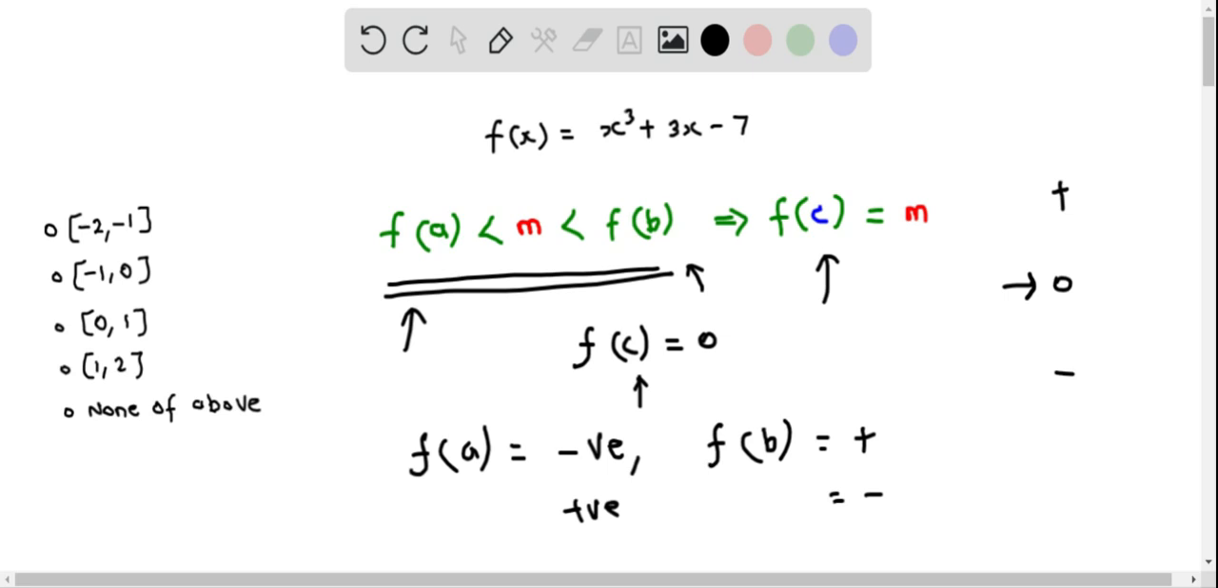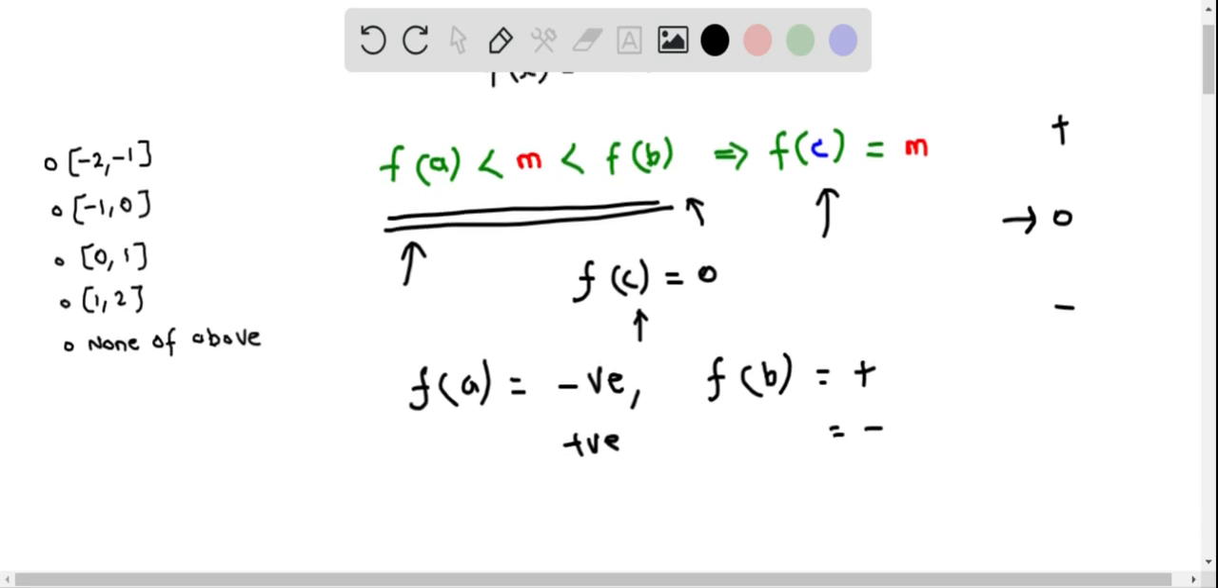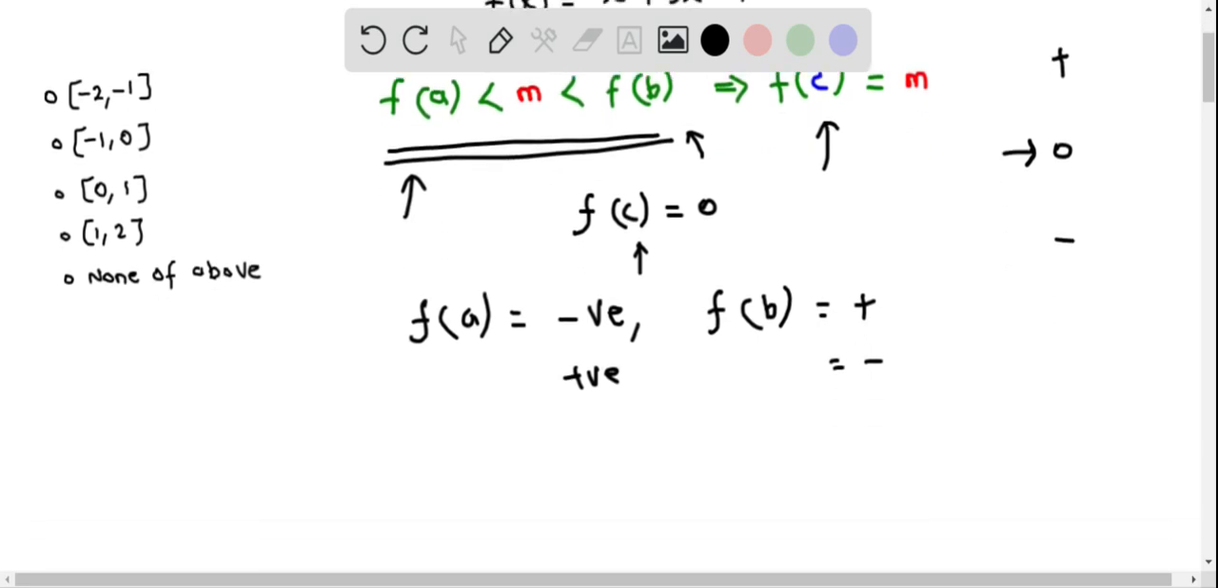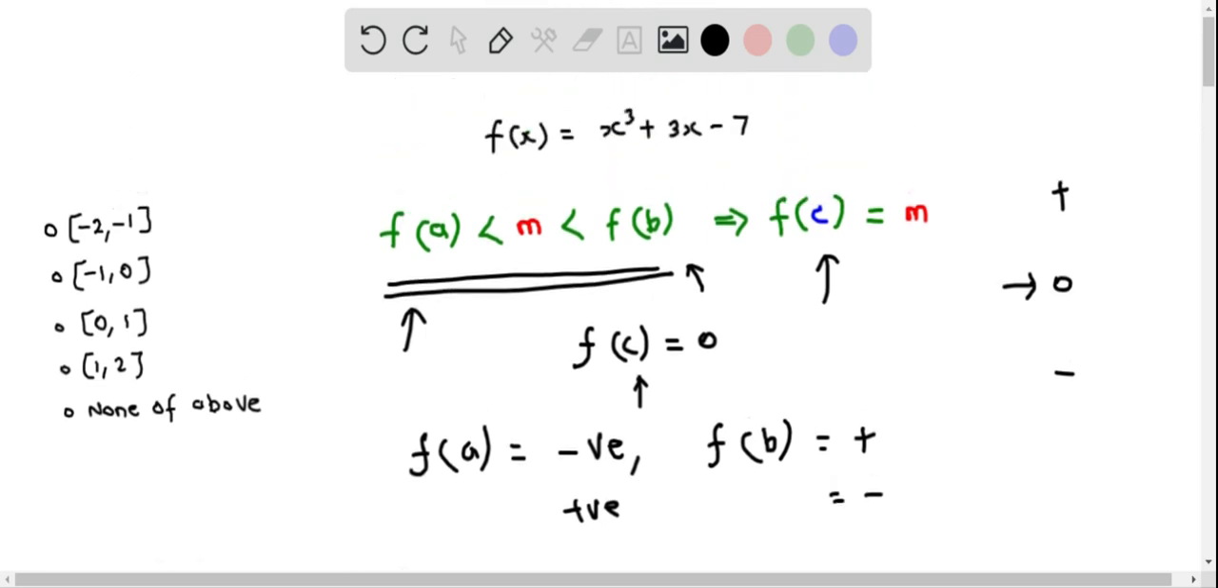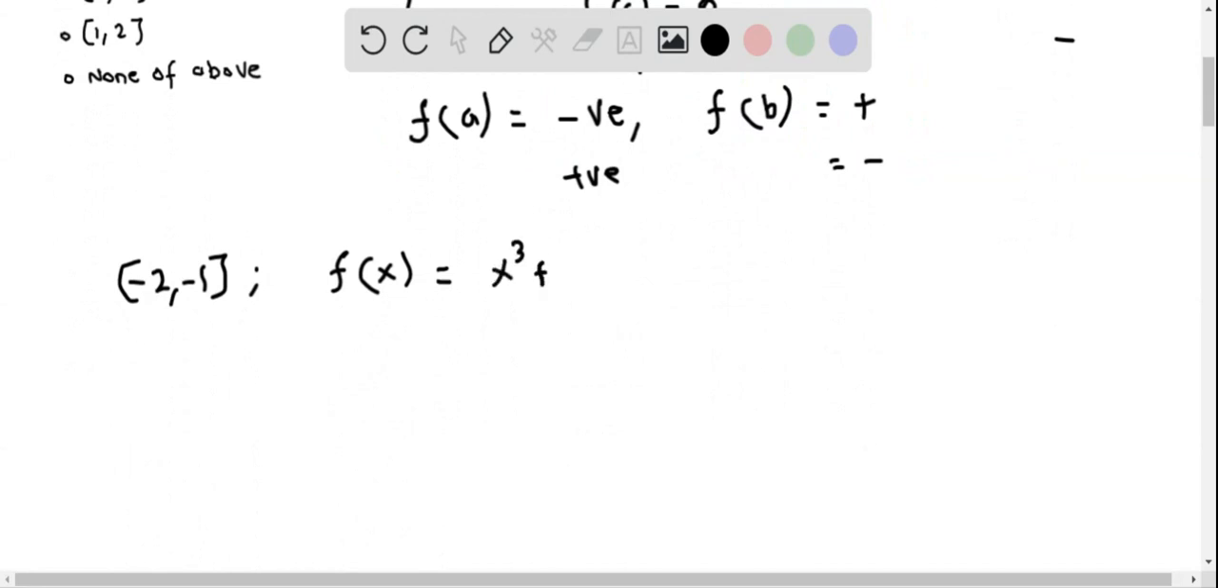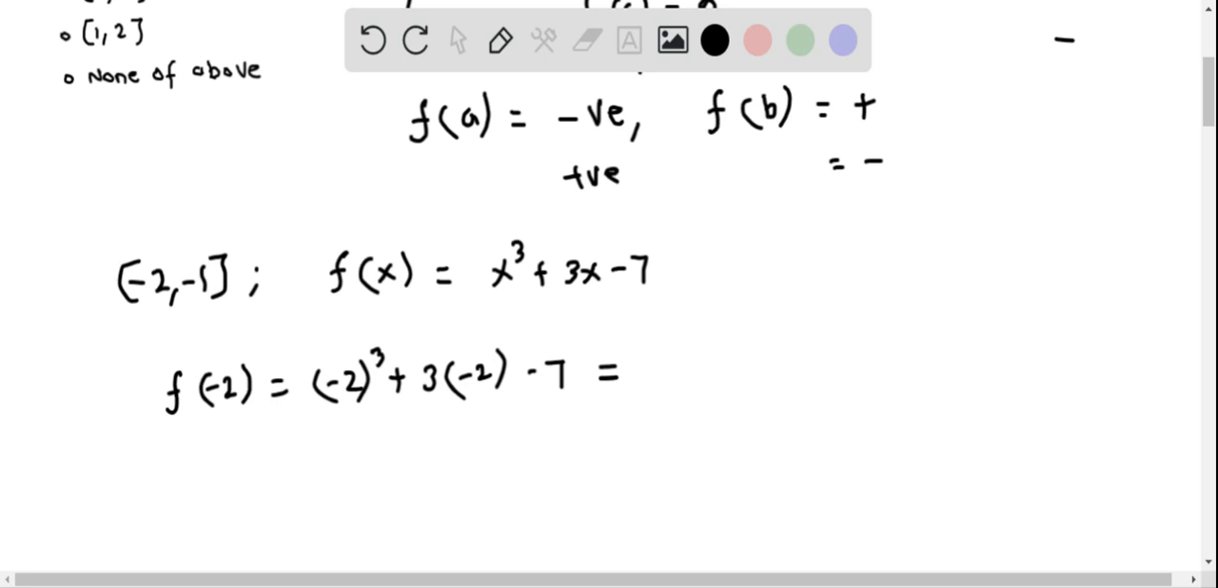So let's take each interval one by one and determine the sign of the function values at the endpoints. First, I'm going to take the interval negative 2, negative 1, and the function f of x equals x cube plus 3x minus 7. Let me find f of negative 2 first. Replacing x by negative 2, this becomes negative 2 cube plus 3 times negative 2 minus 7. Negative 2 cube is negative 8, 3 times negative 2 is negative 6, and negative 7. So overall this is negative 21.